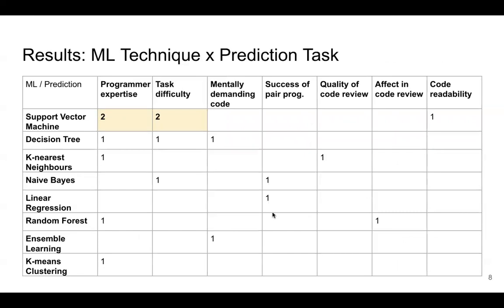Next, we look at the machine learning technique used for different prediction tasks. Again, by looking at the highlighted cells in the table, we can tell support vector machine is the most frequently used machine learning technique, both for programming expertise predictions and task difficulty predictions.